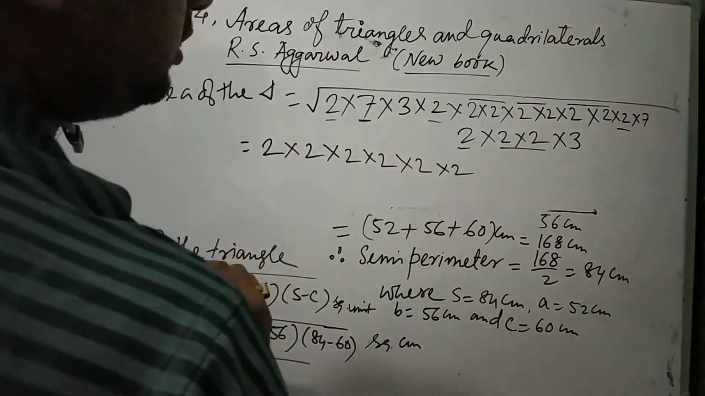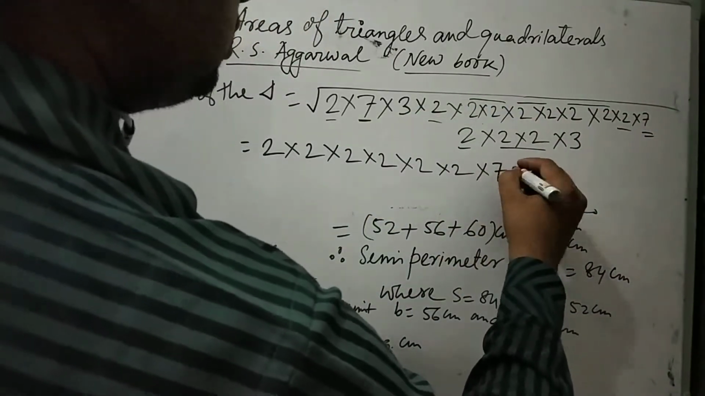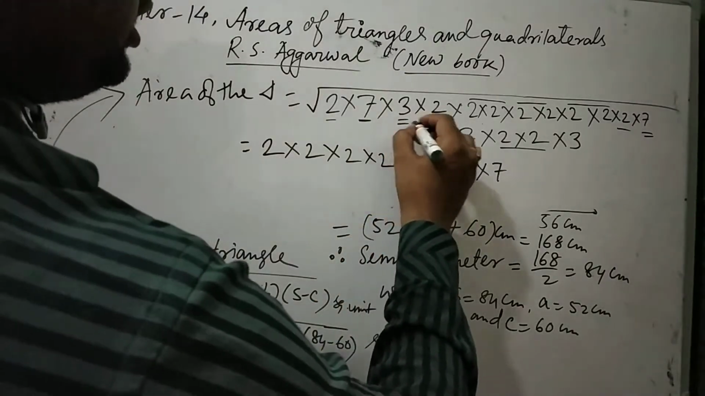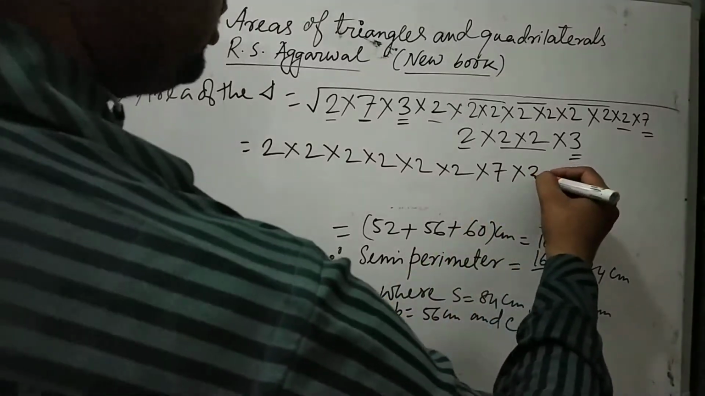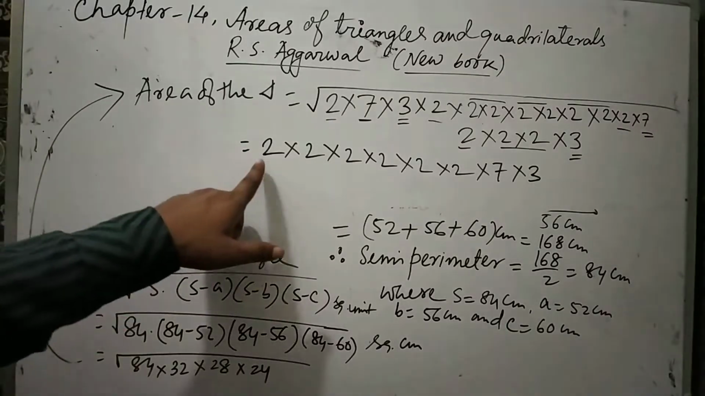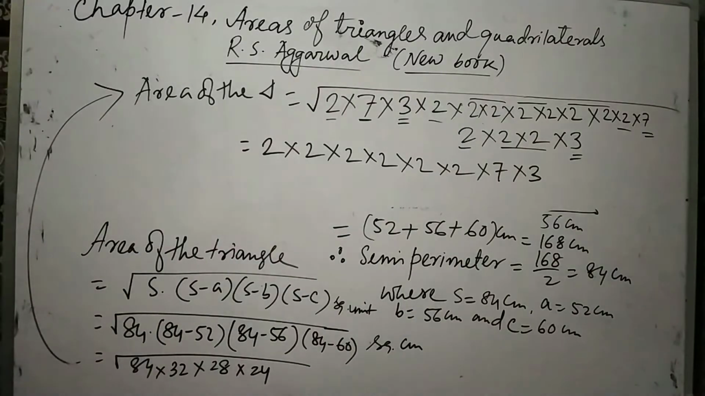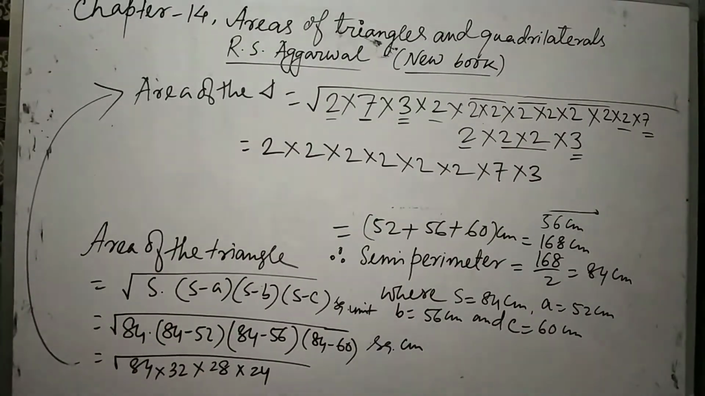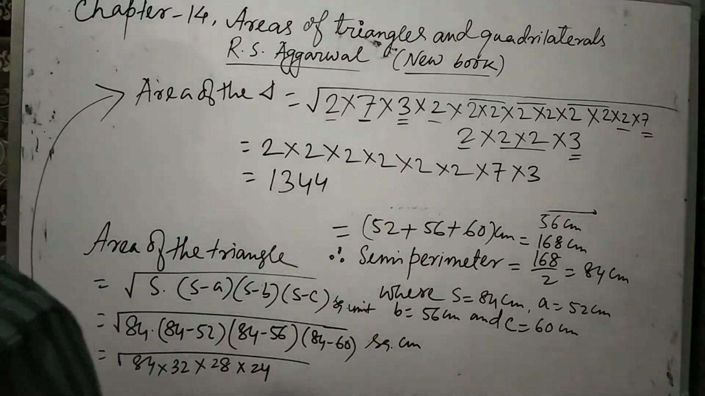Then 7 appears 2 times, so 1 will be outside the square root sign. 3, 3, 2 times, so 1 will be outside the square root sign. Therefore, you get 2 into 2 into 2 into 2 into 2 into 2 into 7 into 3. Now multiply. If you multiply, you will get the result 1344.